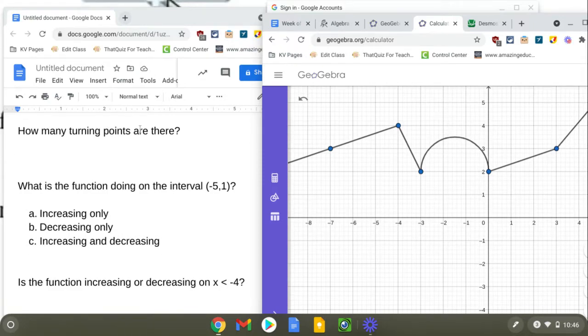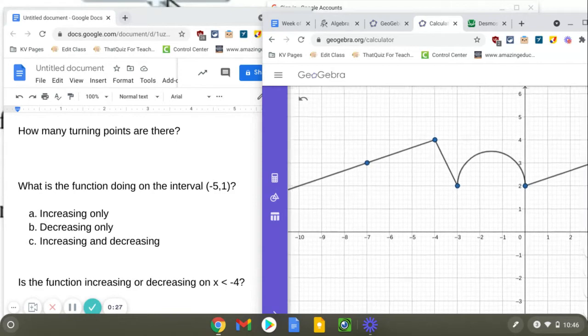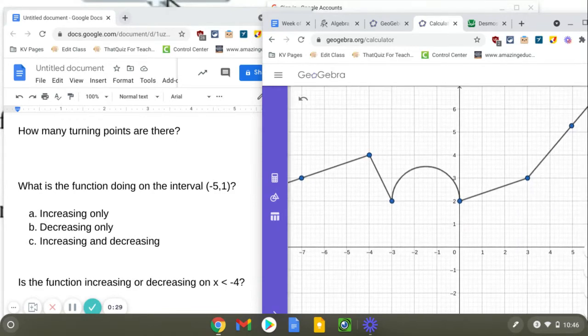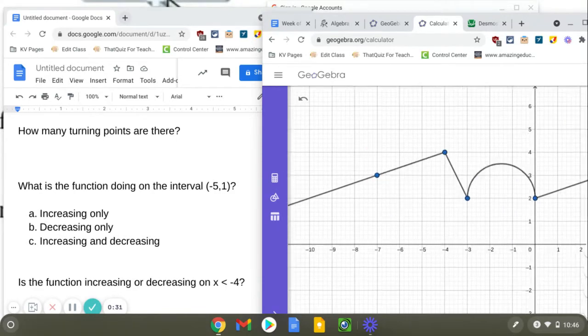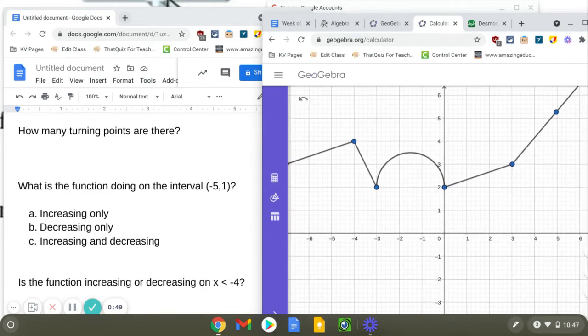How many turning points are there? That's our first question. Looking at this graph, turning points, remember, are the places where it changes direction. From here it's pointed uphill, it's increasing. Then here it changes direction, starts going down, and then it starts going up. And then here it starts going down. Anyway, there's several turning points here.